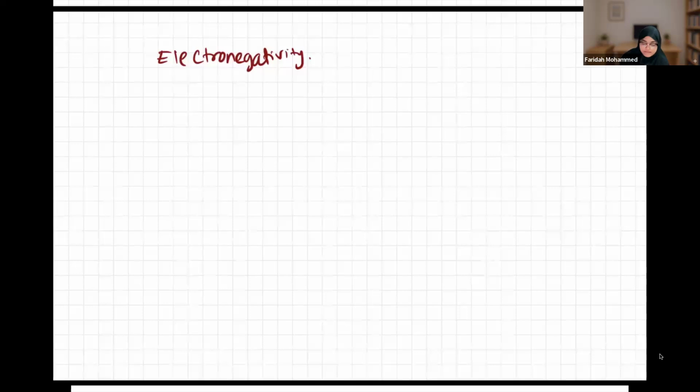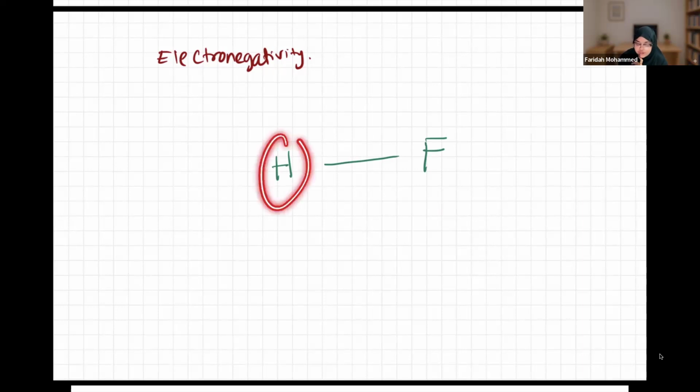Is electronegativity an element's ability to attract electrons from another element through bonds? Correct, exactly. That is electronegativity. So for example, let's say you have hydrogen with fluorine. When we make a bond, what's happening inside the bond? There is a sharing of electrons. So hydrogen and fluorine are sharing electrons here.